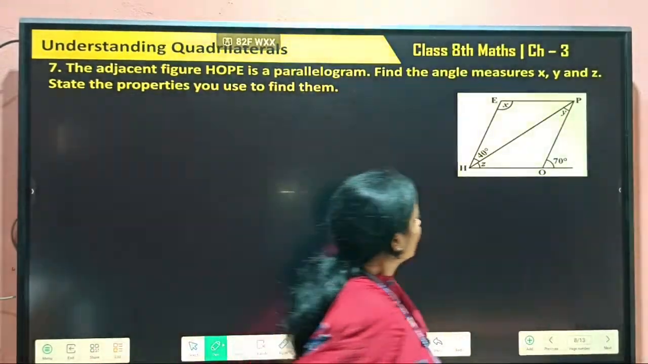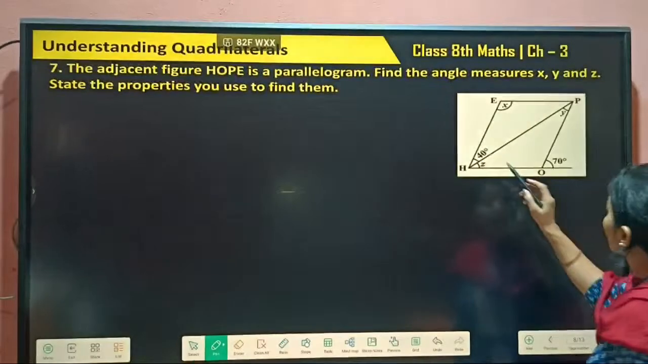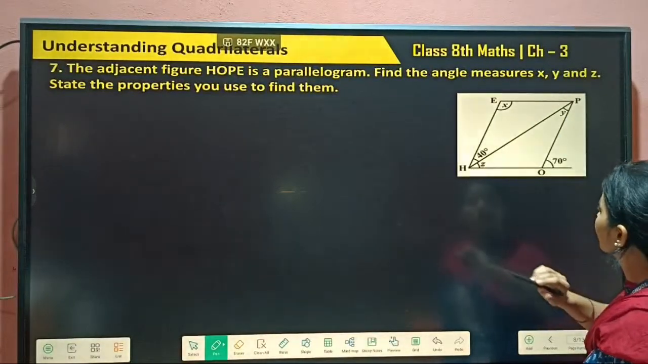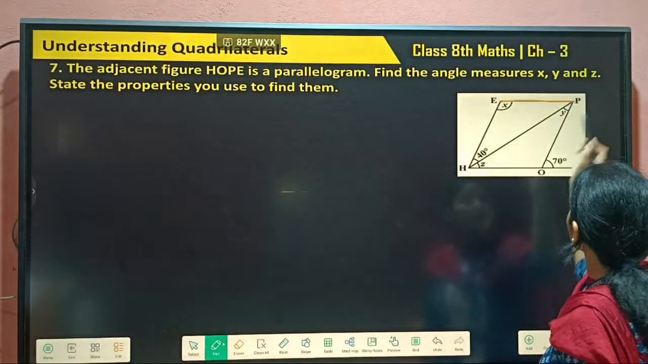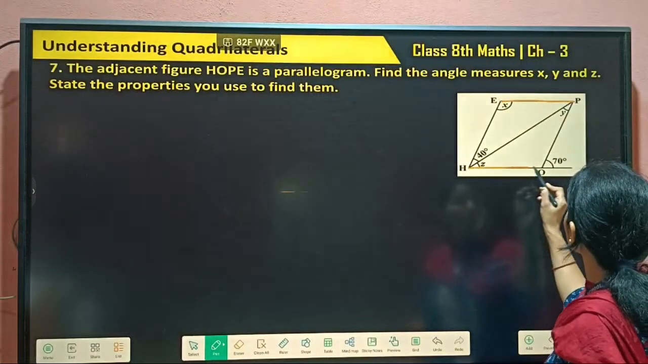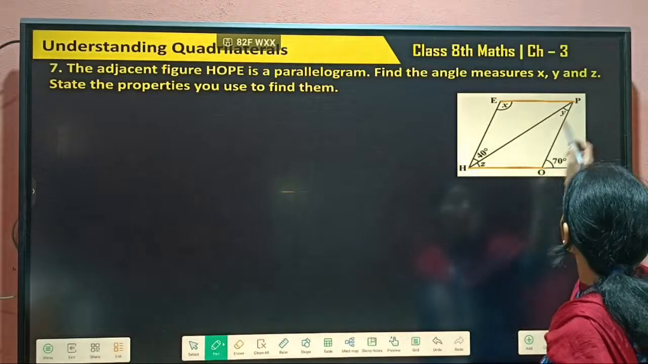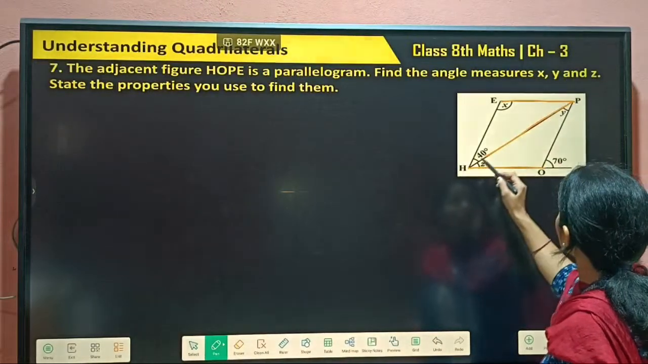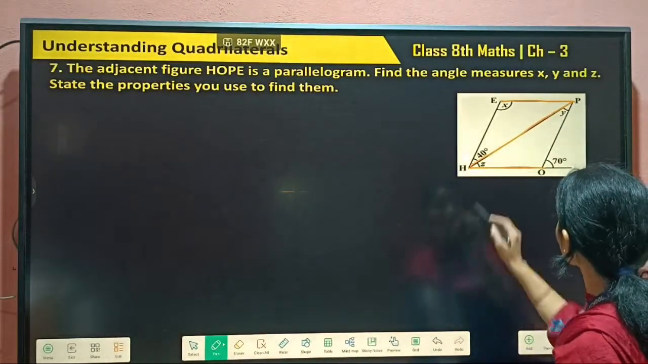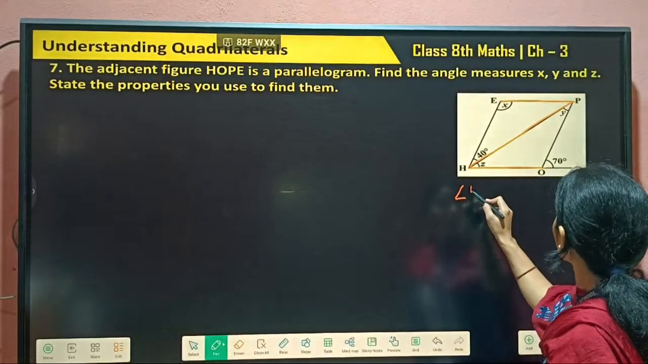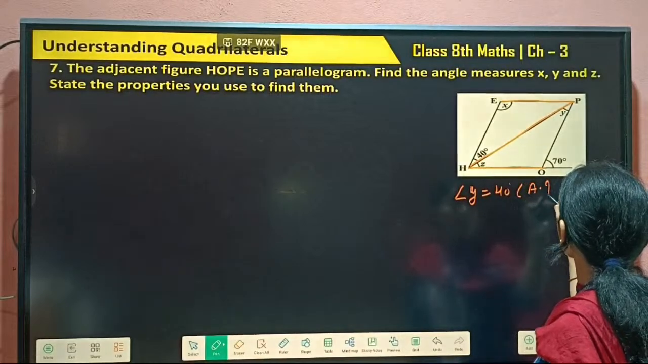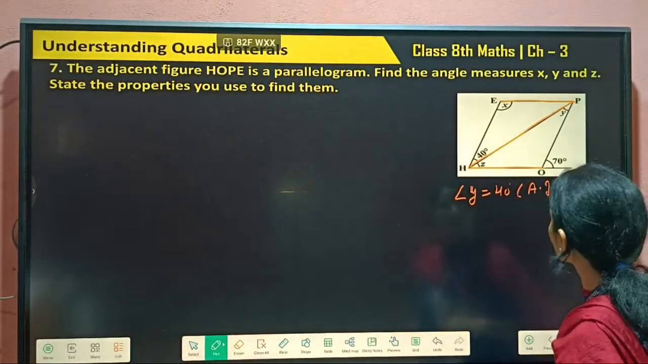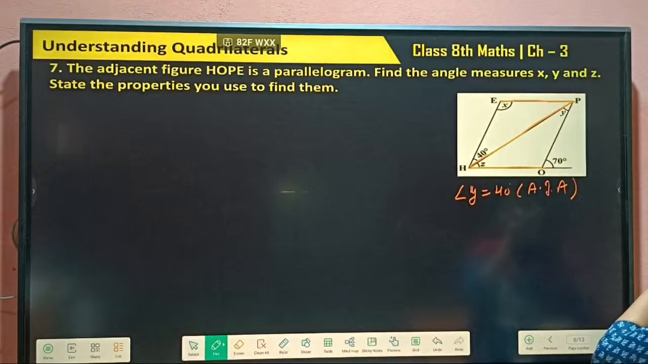Now see, if this angle is 40 degrees, then y is also 40 degrees. The reason is this is a parallelogram. In this parallelogram, EP is parallel to HO and this is the transversal. Angle y equals 40 degrees. Alternate interior angles.